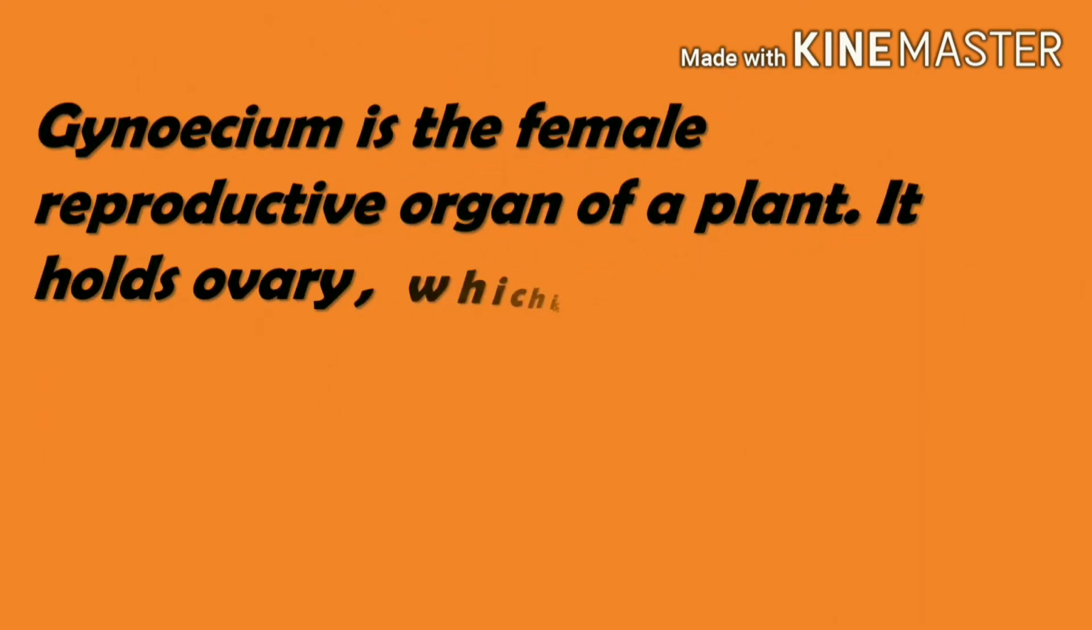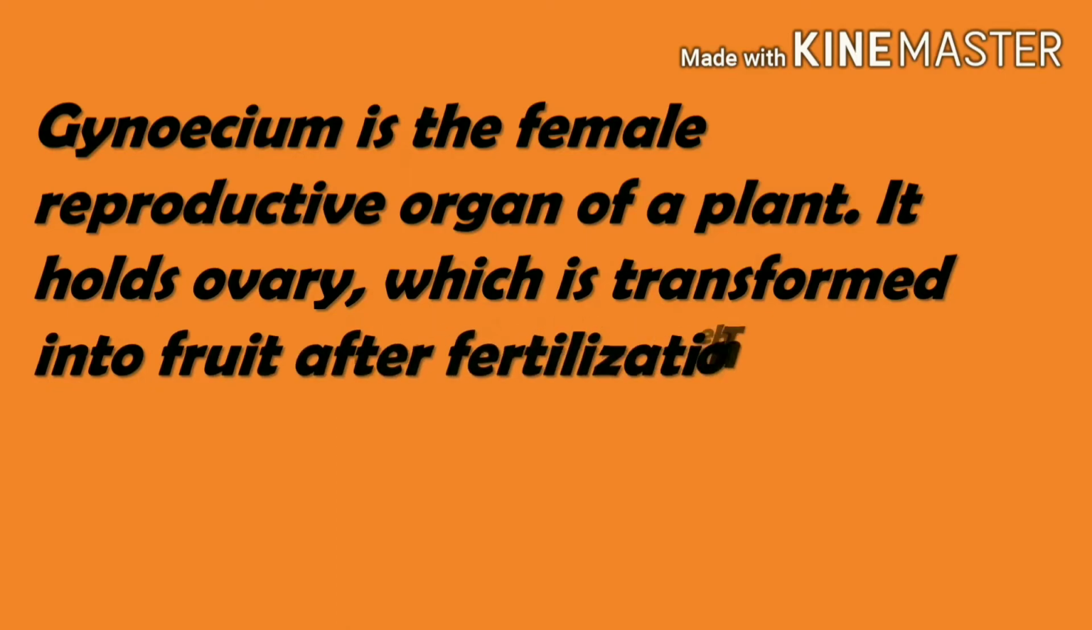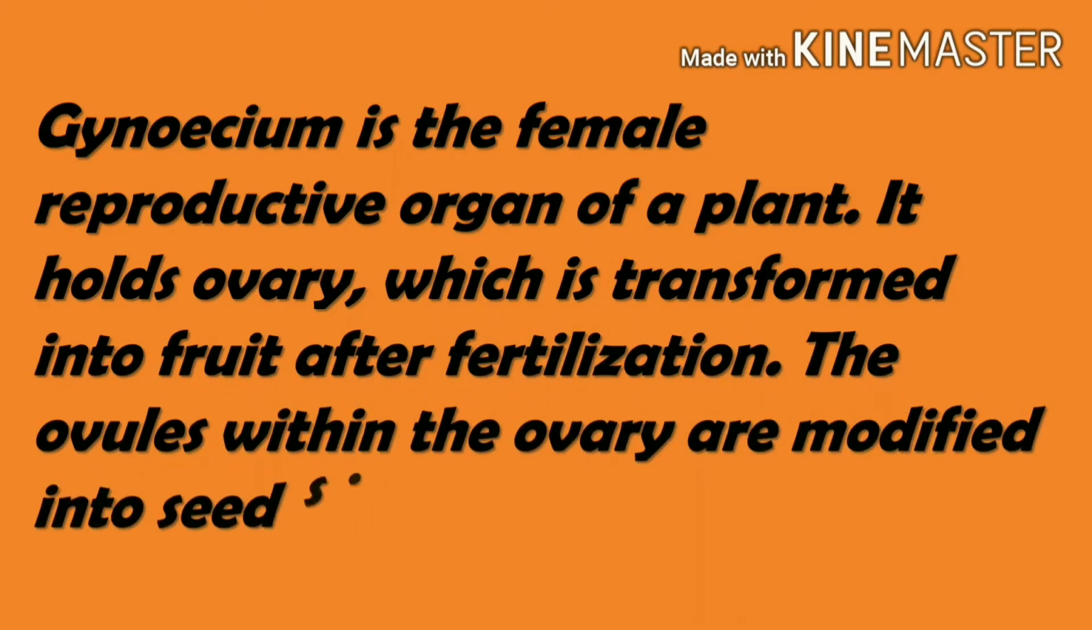Functions. Gynoecium is the female reproductive organ of a plant. It holds the ovary which is transformed into fruit after fertilization. The ovules within the ovary are modified into seeds.